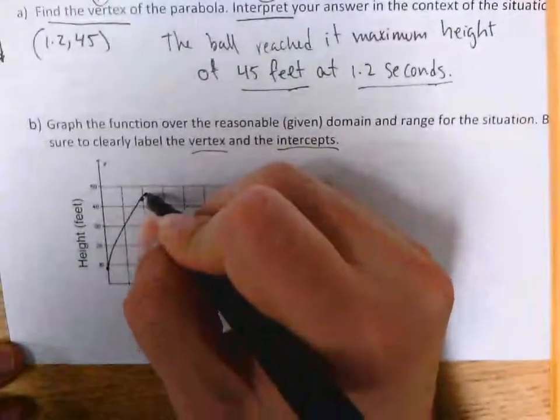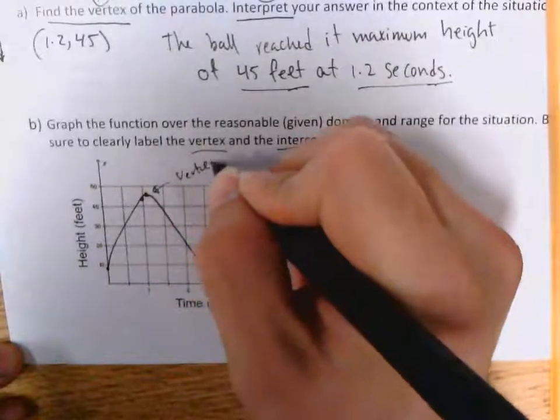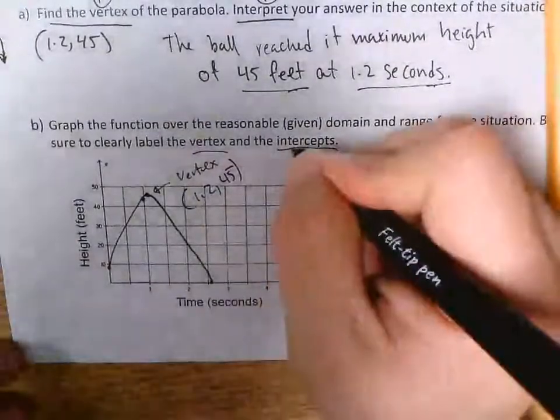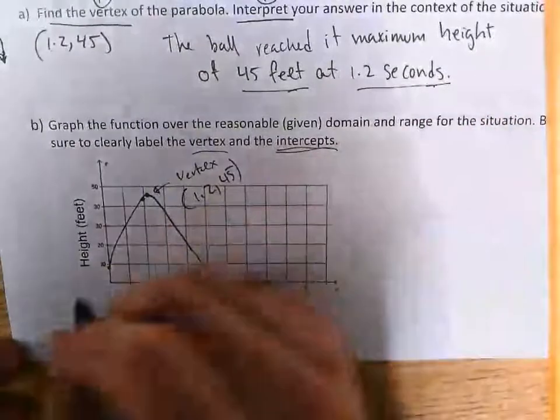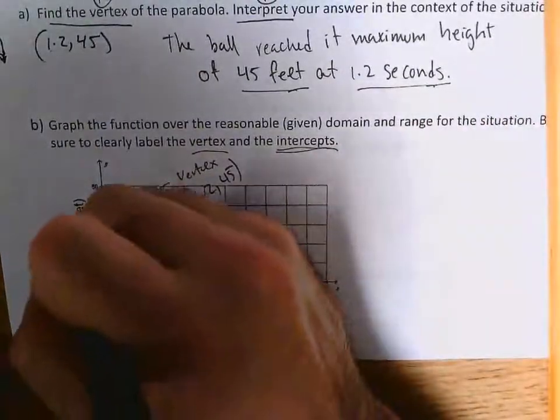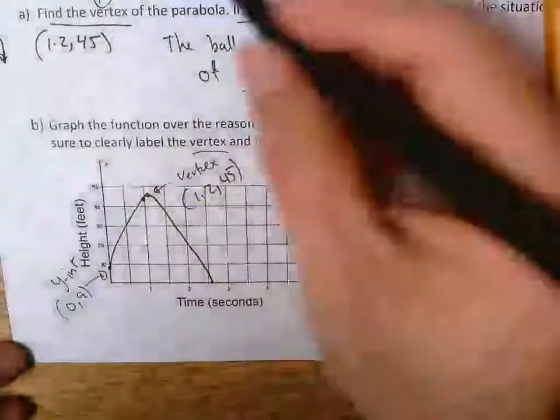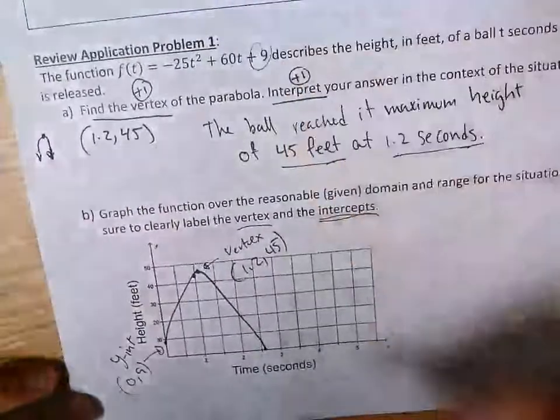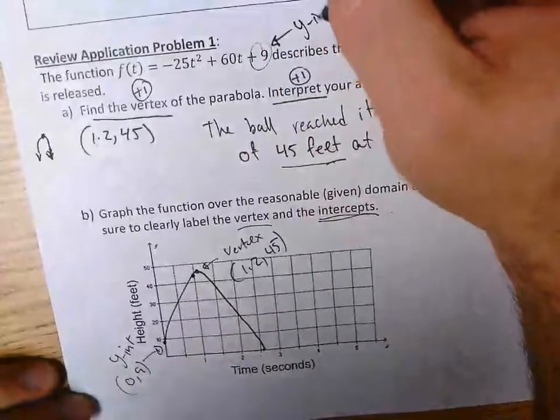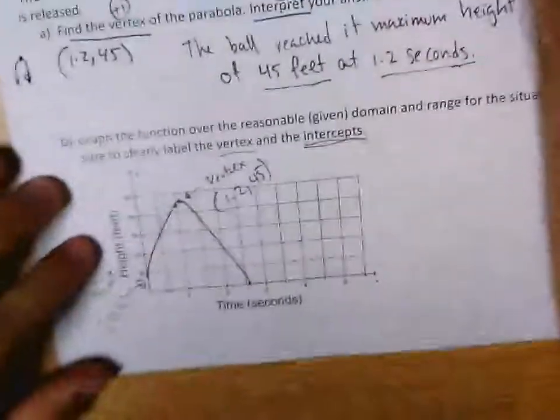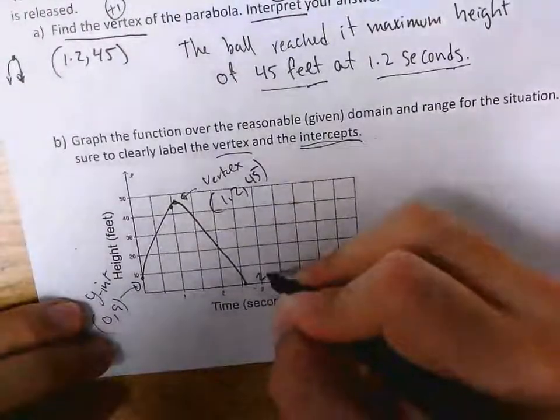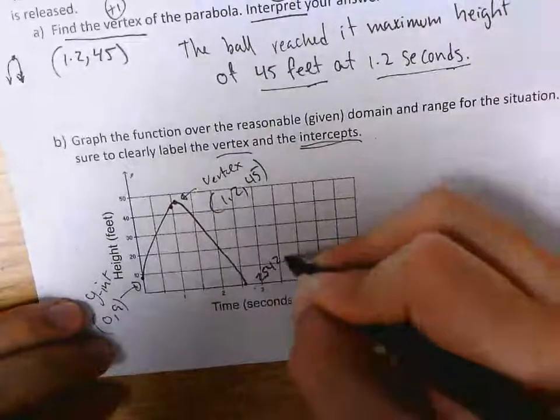Make sure that you label it. So this is the vertex, and I'm going to be very specific. I'm going to say that it's 1.2 comma 45, and this one here, the intercept. Actually, I need to mention both. This is a y-intercept, which is 0 comma 9, and I can get that from this 9 here. This represents a y-intercept. Let me write that down, y-intercept. And your x-intercept is this point here, which we found was 2.542 comma 0.